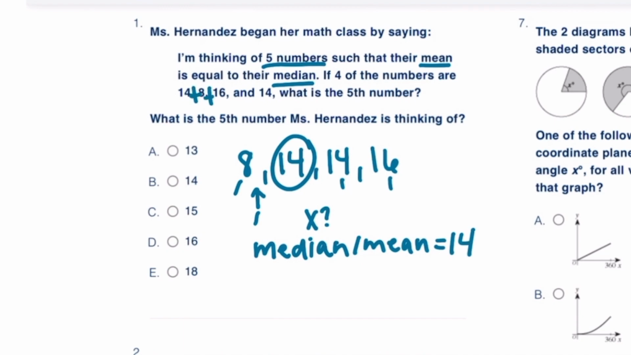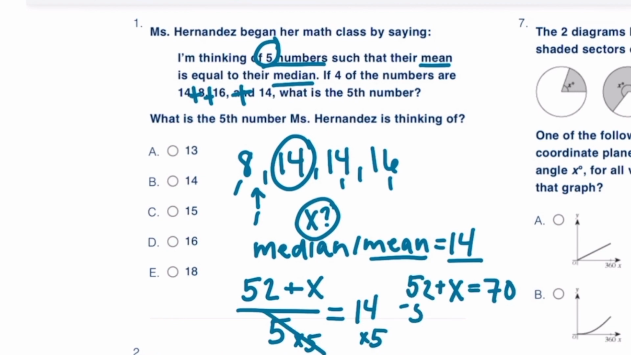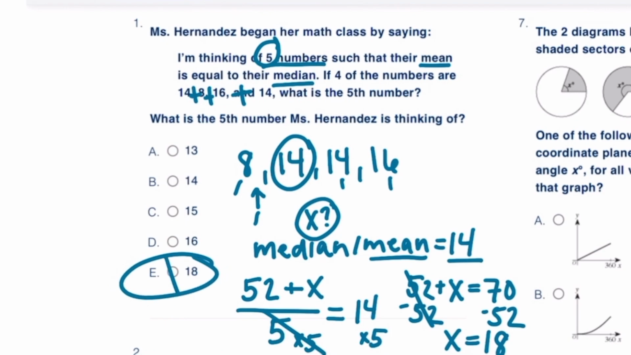So then I can use my average formula, which is just adding up all my numbers, which if I add those up, I get 52 plus that 5th number I'm trying to find, x, divided by however many numbers total there are, and that's going to equal your average, which we decided is 14. Once you have that set up, it's just a 2-step equation. So multiply both sides by 5 and subtract off 52 to get that x would be 18, option E.